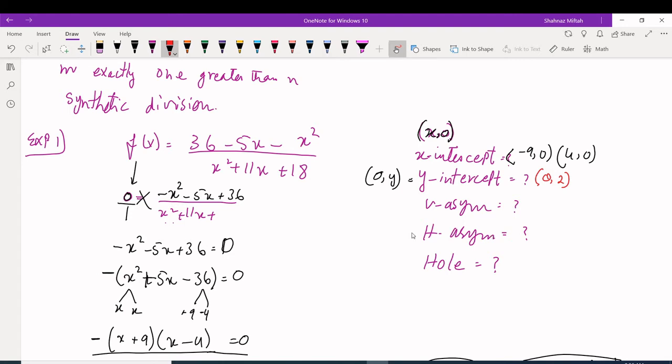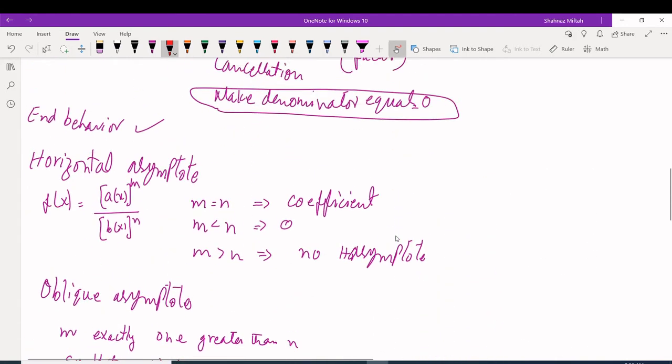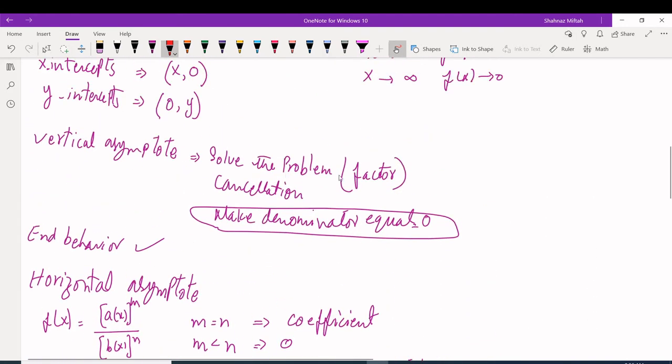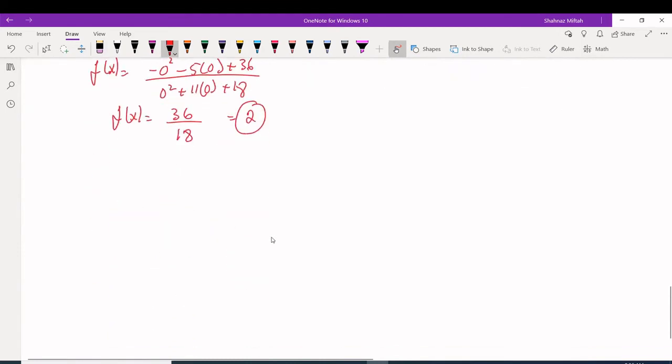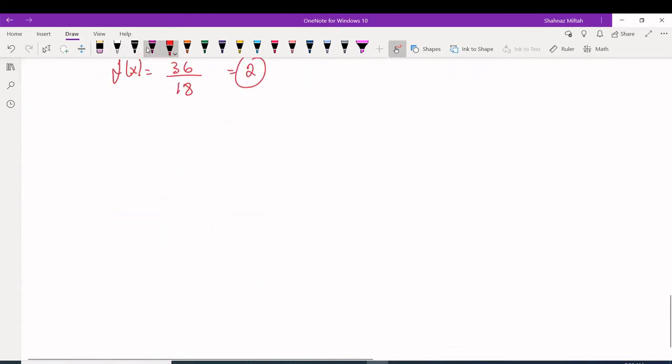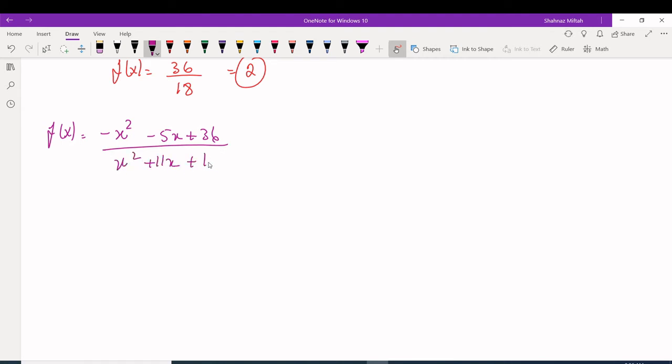Then we have to look for the vertical asymptote. What did I tell you about the vertical asymptote? It's right here. Vertical asymptote: solve the problem, factor out, do the cancellation, and make the denominator equal 0. And that's exactly what I'm doing, the 3 steps. I'm using the same question. It's f of x equal negative x squared minus 5x plus 36 over x squared plus 11x plus 18.